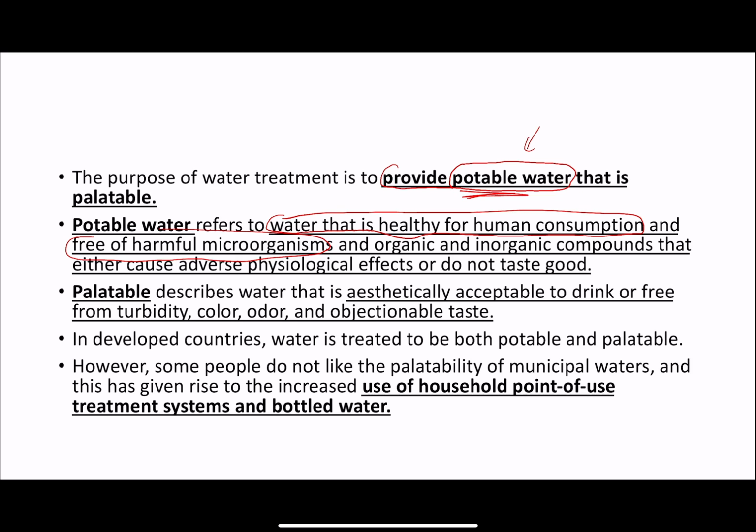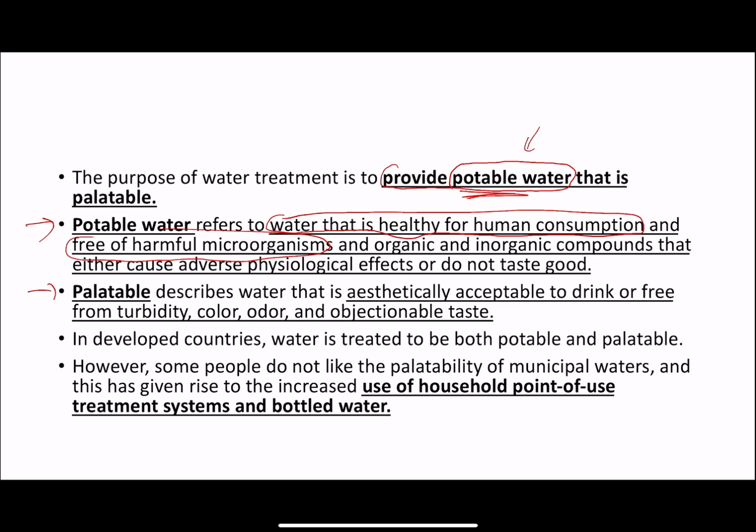Potable water means water that is healthy for human consumption and free of microorganisms, free of organics, and free of inorganics. Of course, if these organics and inorganics and microorganisms are found in water, this will cause adverse health effects. Now, this is the definition of potable. What is palatable? Palatable is to make the water aesthetically acceptable to drink, or free from turbidity, free of color, free of odor, and objectionable taste.